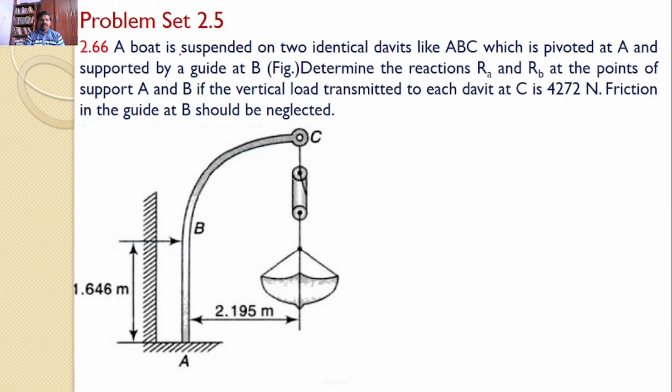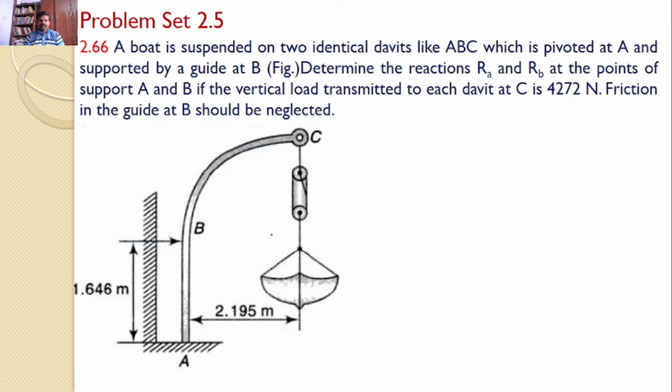Timoshenko, 5th edition. In this tutorial, we will discuss problem set 2.5 and problem number 2.66. A boat is suspended on two identical davits like A, B, C, which is pivoted at A and supported by a guide at B. Determine the reactions RA and RB at the points of support A and B if the vertical load transmitted to each davit at C is 4272 newtons. Friction in the guide at B should be neglected.